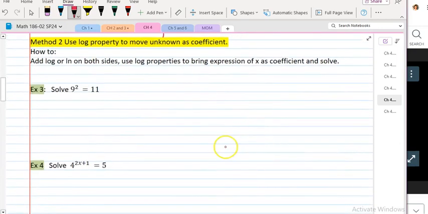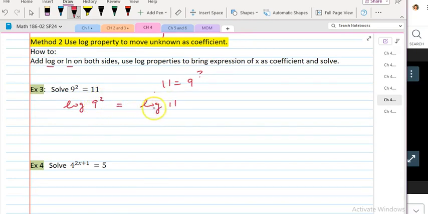Okay. The second method happens when you cannot write them as the same base. For example, 9 to the 2x equal to 11. Can I write 11 as 9 to the something? It's not possible, right? So what you can do is add log or ln on both sides, then use log properties. And then you will say, okay, I'm going to log 9 to the 2x equal to log 11. So this is log base 10.